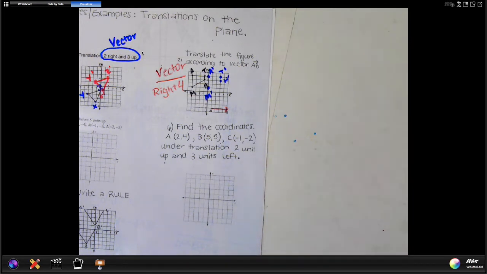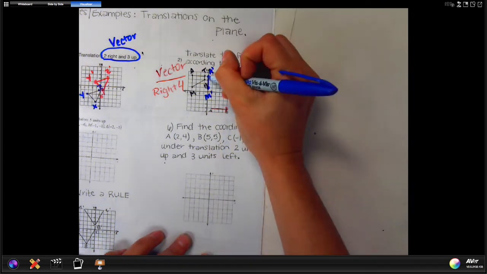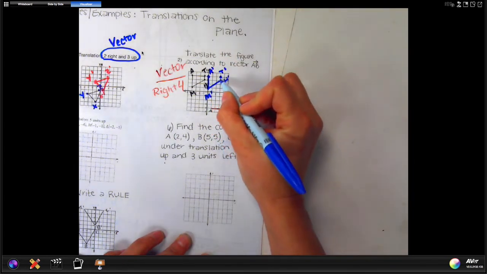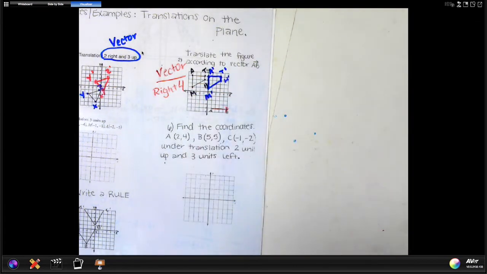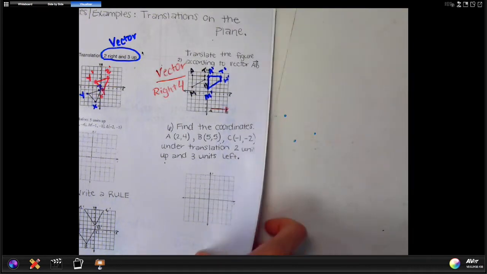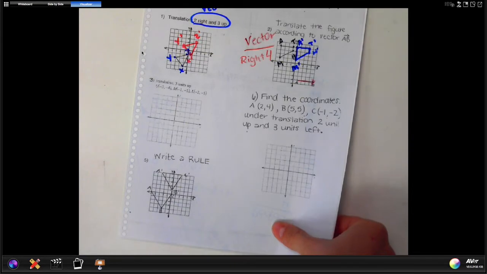What's the last step? Reconnect it. The whole idea is to get a copy of what you started with. And there you go. And it has to look like, ooh, I just slid this figure over. Boom. Questions about that one? Wonderful. All right.